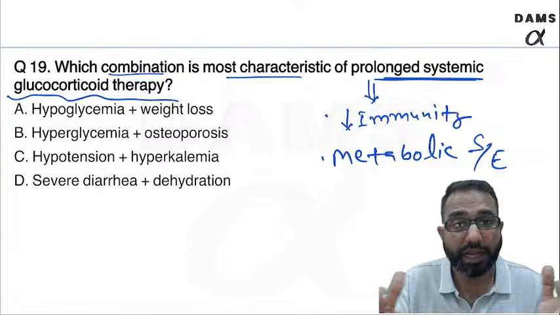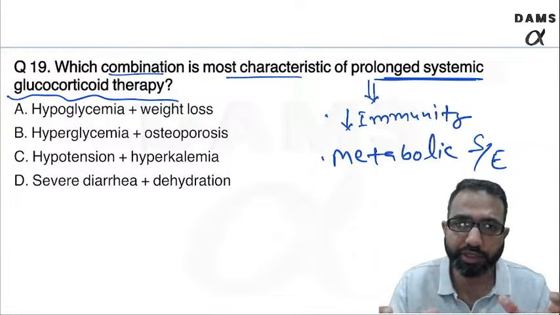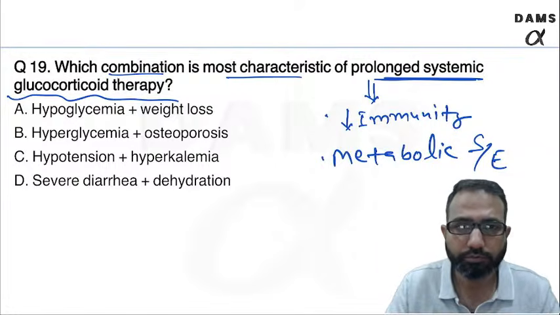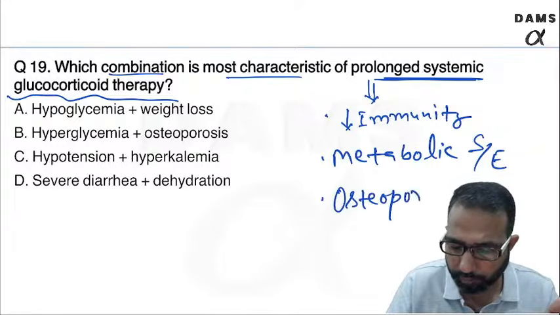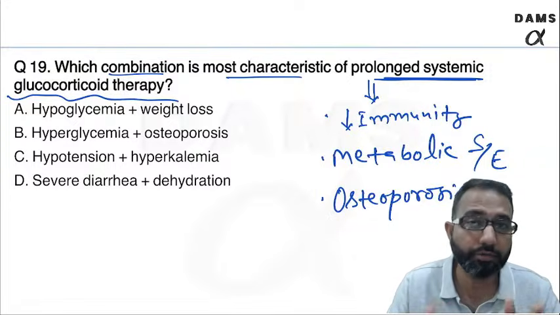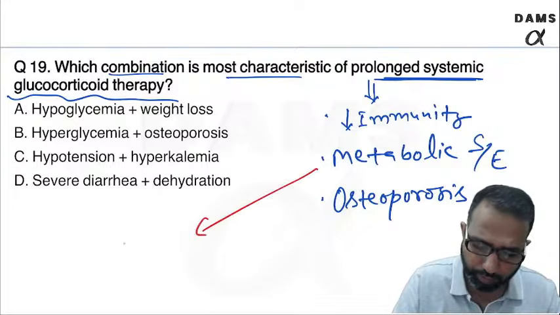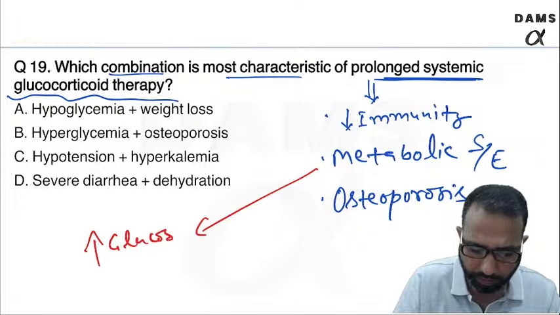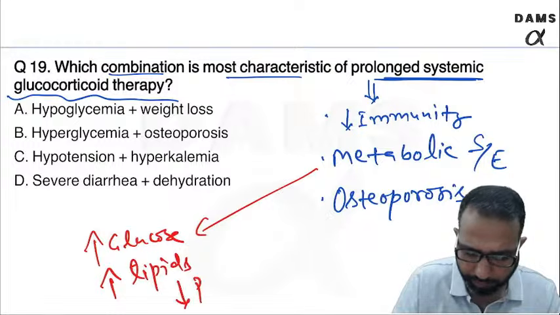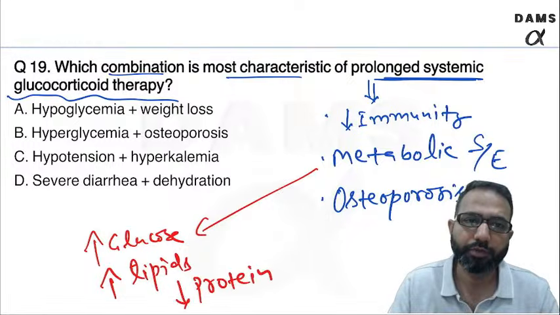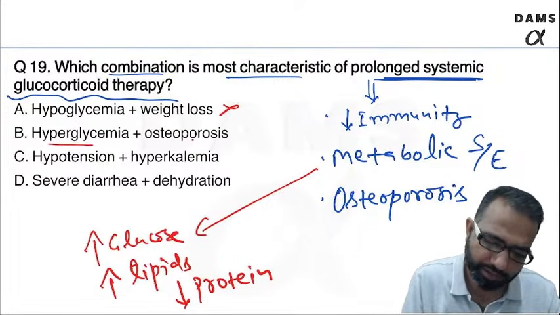That is called lemon on stick appearance, or you can say orange on stick appearance. So limbs will be thin and there is central obesity. Also remember the bones, osteoporotic changes, bones become weak. So these are the main problems. So this patient is having metabolic side effects: increased glucose, increased fat or lipids, and decreased protein, so the muscle mass will be weak. So hypoglycemia, no, it is causing hyperglycemia. So hyperglycemia, yes. Osteoporosis, yes.